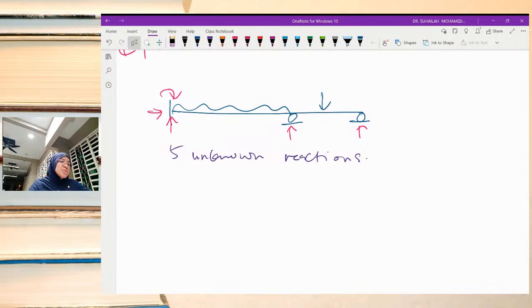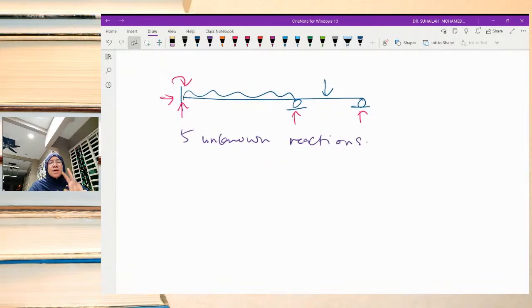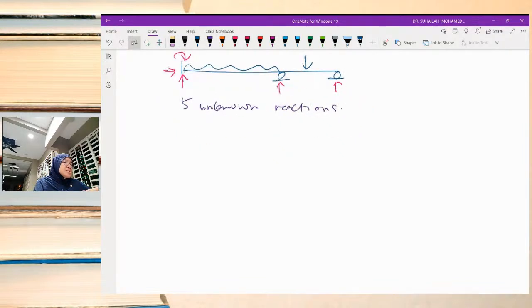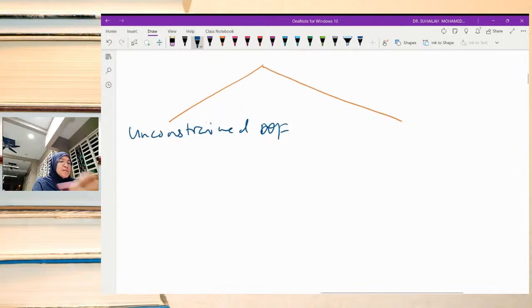Okay, these 5 unknown reactions we want to transform into two beams, one for the unconstrained and one for the constrained. So I want to divide this beam into two: one for the unconstrained degree of freedom system, and another one for the constrained degree of freedom. Just do like what we have done previously.